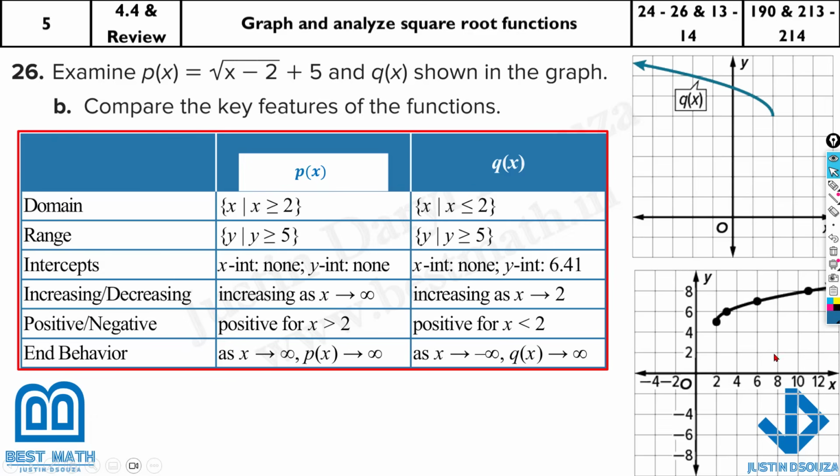No, it's not touching the x-axis. Is there any y-intercept? No, there's none. That's why it's none and none. What about this? No x-intercept. It doesn't touch the x-axis. But it'll touch the y-axis at 1, 2, 3, 4, 5, 6.5. Exactly it's 6.41, but it doesn't matter. In your exam, you can write it as 6.5 or 6.4.